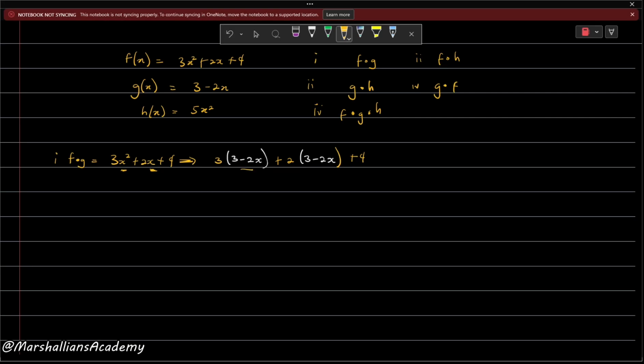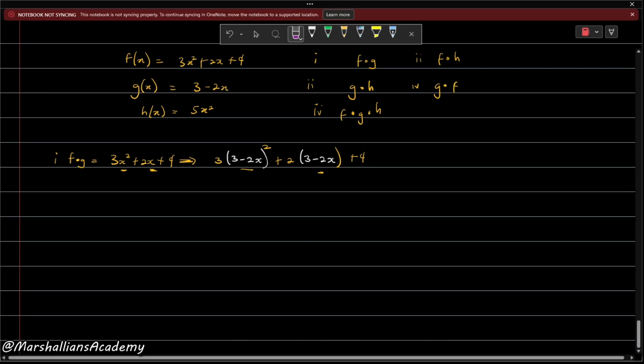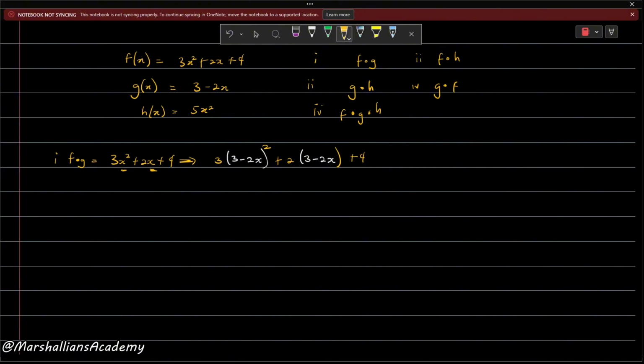This is g inside 3x squared. Oh, we're not done. This is g inside 3x squared. And this is g inside 2x. Does that make sense? We are still not done. Let's expand the entire bracket. From this, I can expand this to be 3 into brackets. I know you know how to FOIL the brackets.